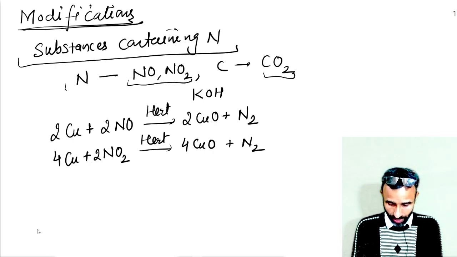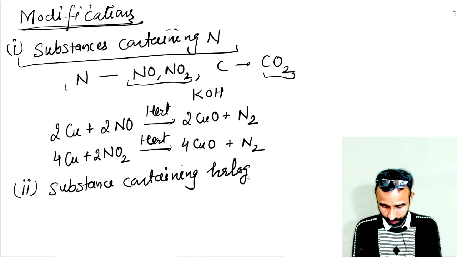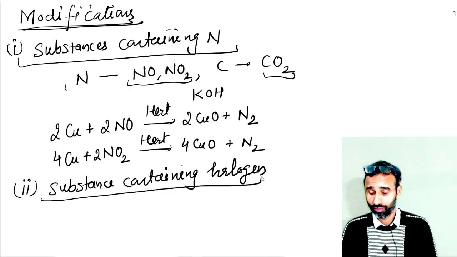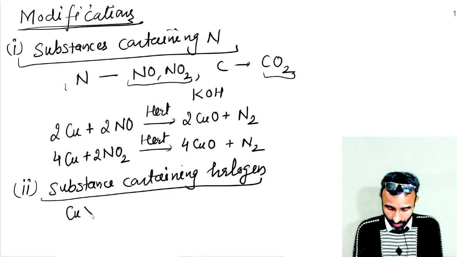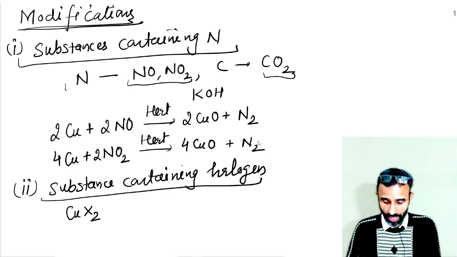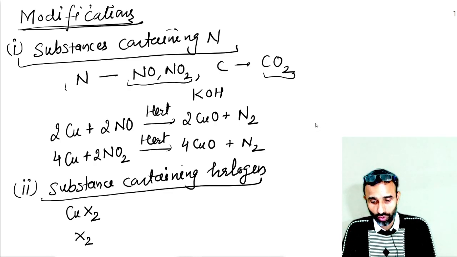Okay. Second modification, if the substance contains halogen, so if halogens are present, cupric halide is formed with CuO, and at the same time halogens are also formed. So this cupric halide and halogen are also absorbed by KOH.